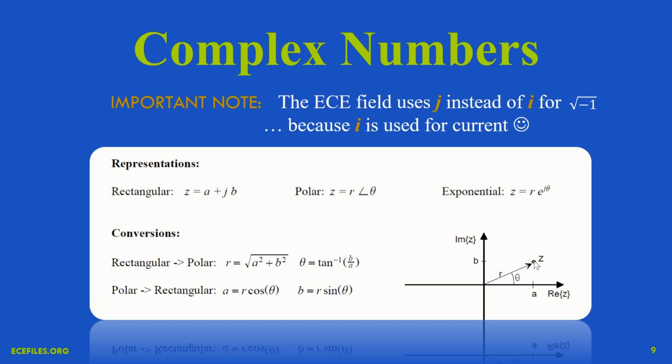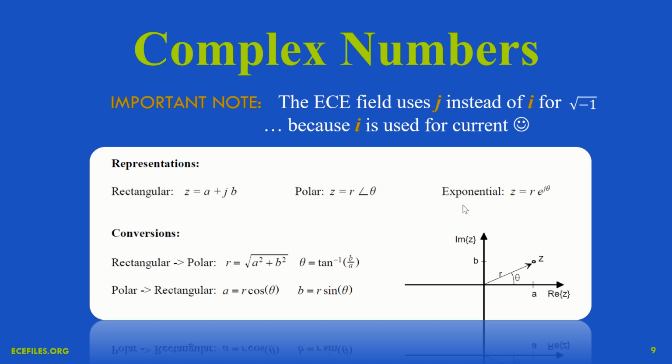There's two ways to represent it. We can talk about where it is in a rectangular coordinate system, so A and B, and we write that as A plus JB, and the J means that that's the term which is on the north-south direction. Or we can talk about it in polar form as the length of the vector and its angle from the positive x-axis. So we can talk about complex number Z as R at an angle of theta.